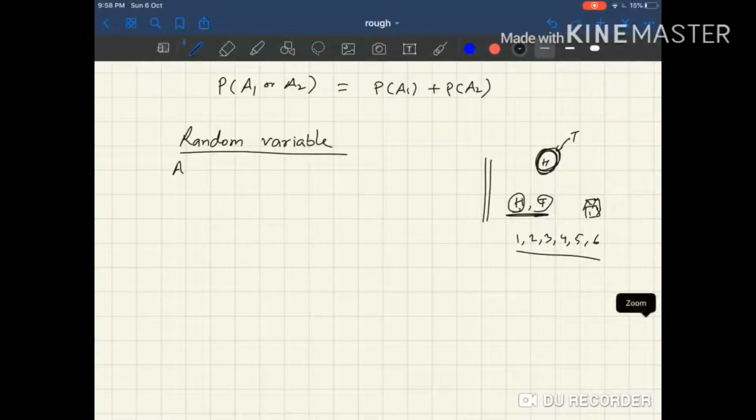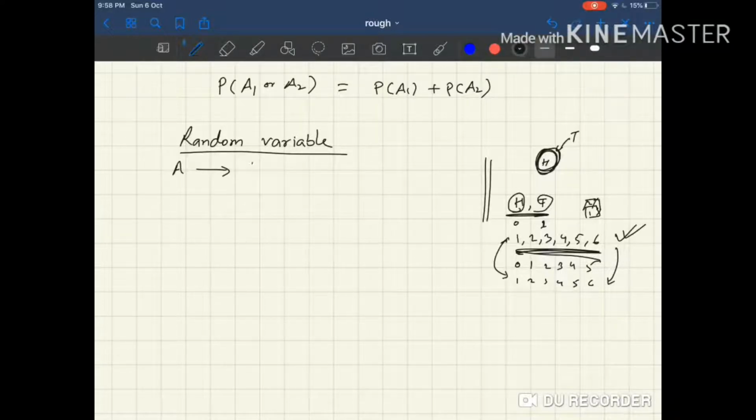So we can assign heads as 0 and tails as 1, or heads as 1 and tails as 2, or we can assign these outputs as 0, 1, 2, 3, 4, 5, or we can keep it like 1, 2, 3, 4, 5, 6. So there is a difference between this and this. This is basically your sample space, the outcomes, and these are the assigned real numbers corresponding to each event. So for a given elementary event, you have a number we denote by U.